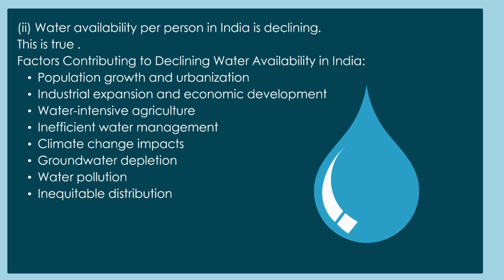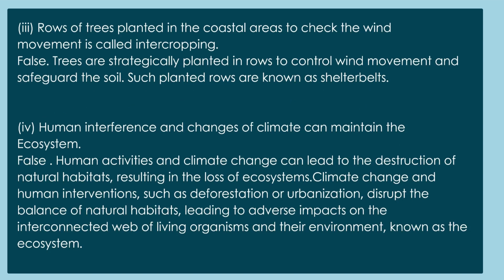Rows of trees planted in the coastal areas to check the wind movement is called intercropping. The answer is false. Trees are strategically planted in rows to control wind movement and safeguard the soil. Such planted rows are known as shelter belts.